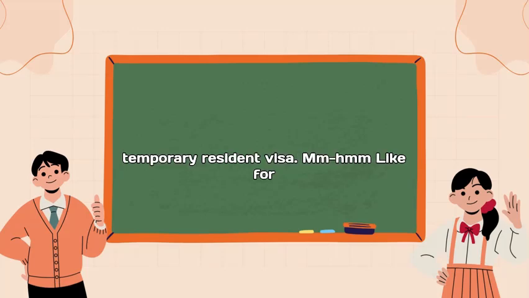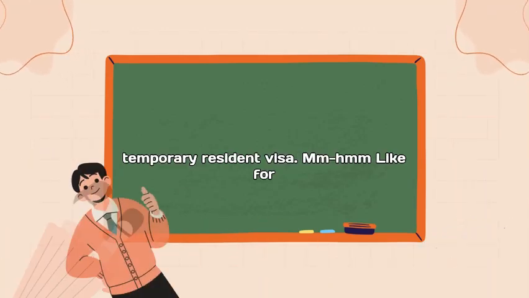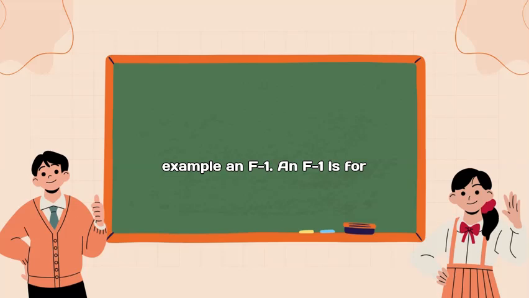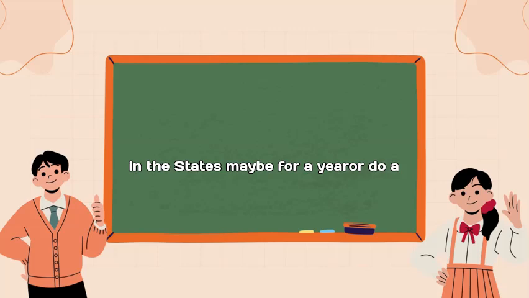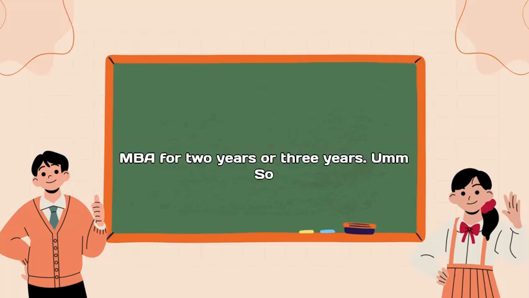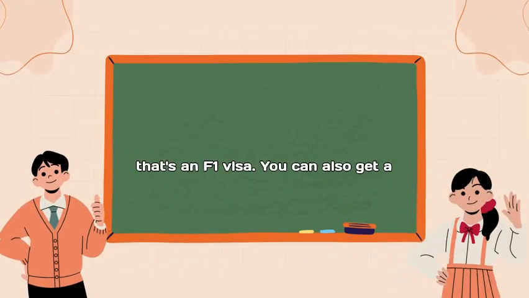What about a resident visa? Well, you can have a temporary resident visa, like, for example, an F1. An F1 is for foreign exchange students who go and live in the States maybe for a year or do an MBA for 2 years or 3 years. So that's an F1 visa.